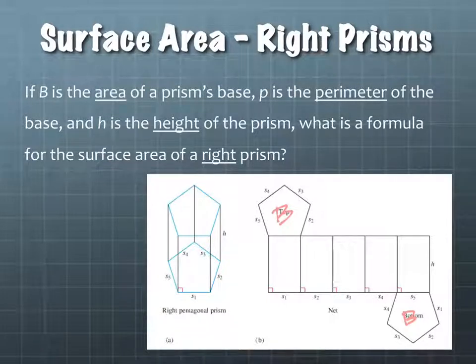If you have a triangle, you're going to need the area of a triangle. In this case, it's a pentagon, so you'd need the area of a pentagon. And we already know how to calculate those, even if we don't remember it off the top of our head. We've done that, okay? And we can go back and find that information.